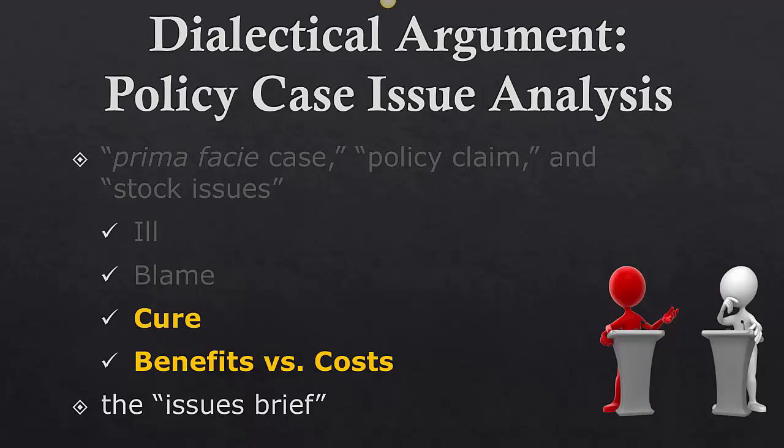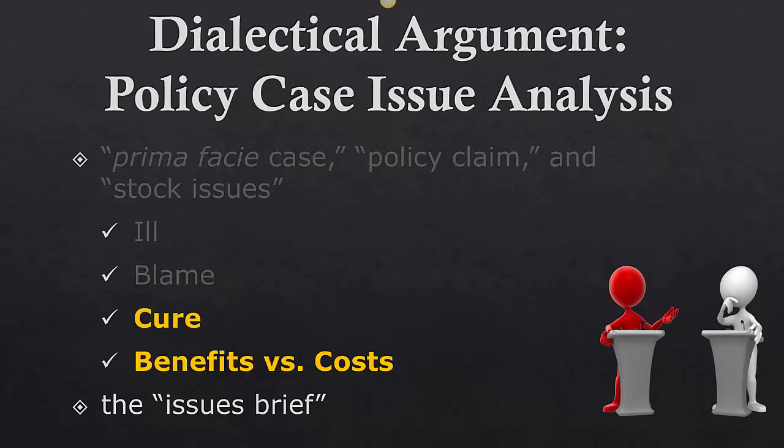We'll then conclude by taking a brief look at something called an issues brief, a document that debaters both for and against a policy proposition will want to construct. Essentially, it's going to be a detailed outline that lays out all of the important arguments on each of the four stock issues, both for policy advocates and for defenders of the status quo.